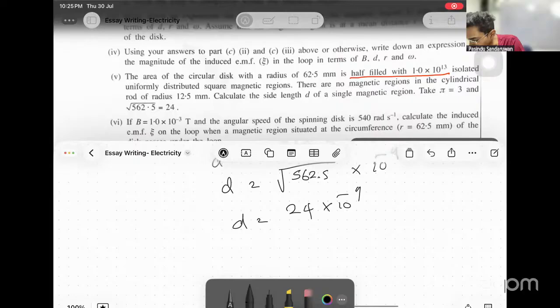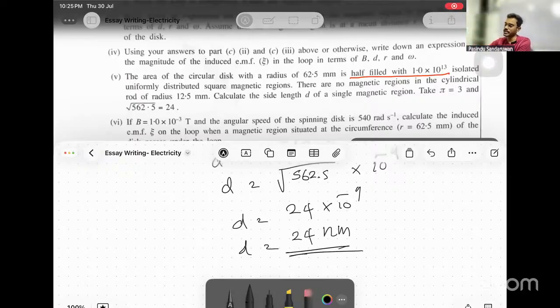See how nicely it's coming. Then 24 times 10 to the power minus 9, right? Minus 9 means nano. Then we can keep it as 24 nanometers, right? Nice calculation.